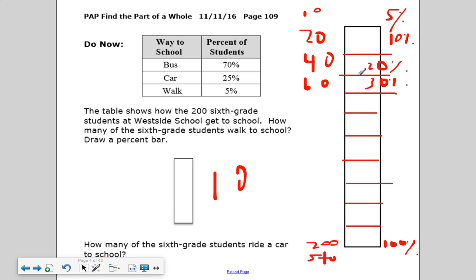How many 6th graders ride a car to school? Car is 25%. So 25% will be right between 20 and 30%. What student number is between 40 and 60? 50. You could have done it this way. If you add 20% to 5%, or 40 students to 10 students, it will add up to 50 students or 25%.